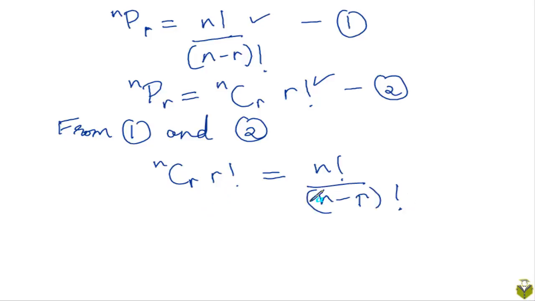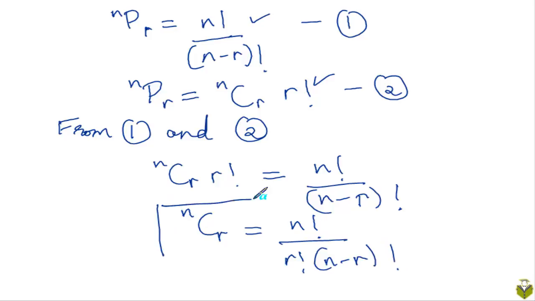And now you can take R factorial into the denominator, and this will be the formula which we are looking for. This is what you have to remember now. Sorry, this block is just blocking this one, but I hope you get the point.